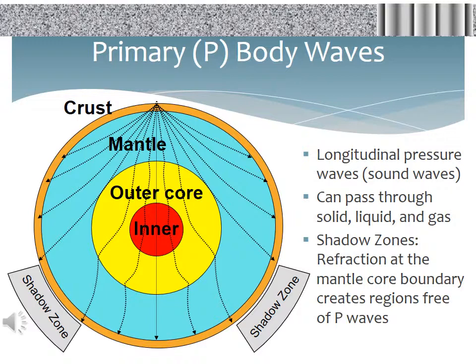Now, anytime a wave travels from one type of material to another, the wave refracts or bends. And it turns out that when these pressure waves go from the mantle to the outer core, they get bent enough to where a gap opens up. And we call this gap, where you don't detect any primary body waves, a shadow zone.